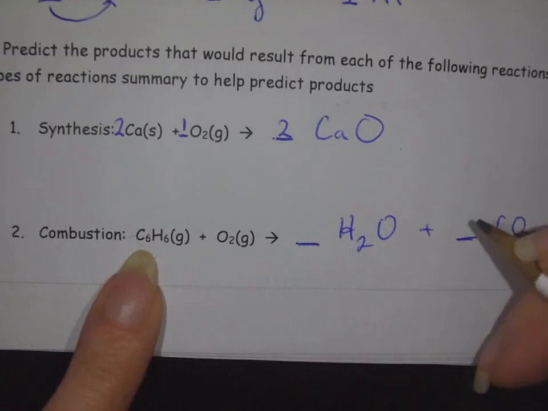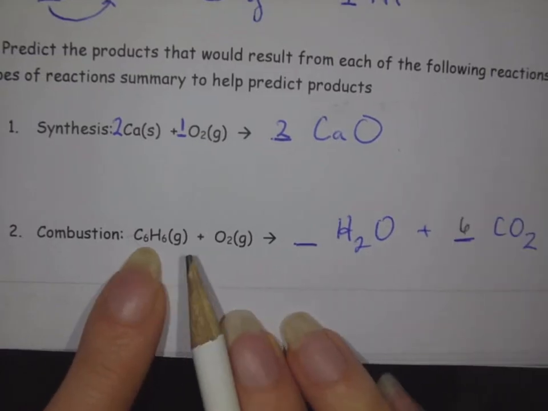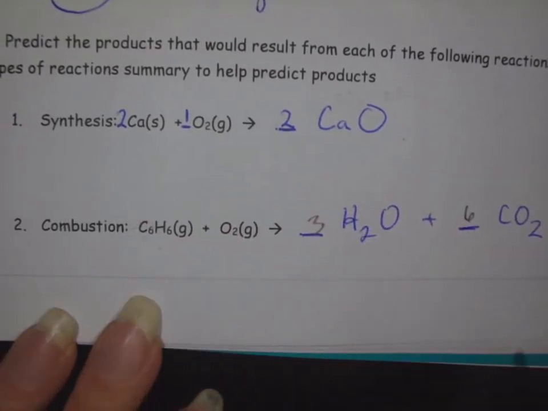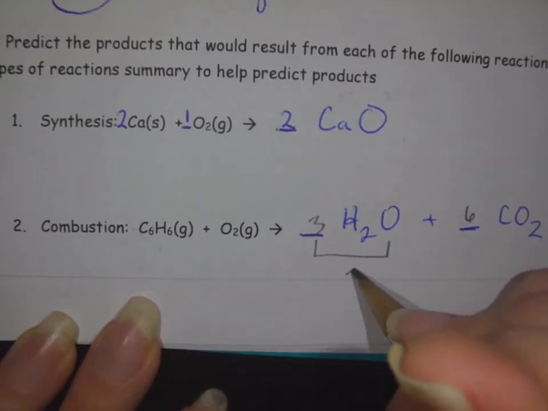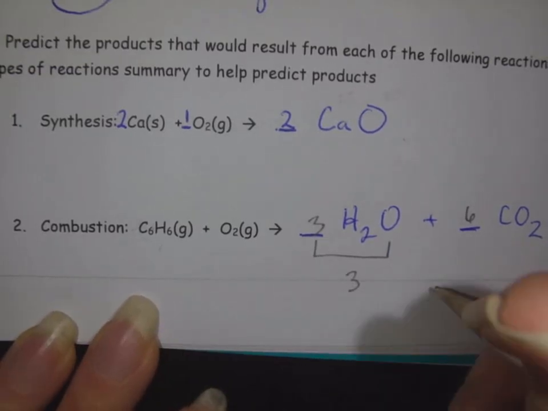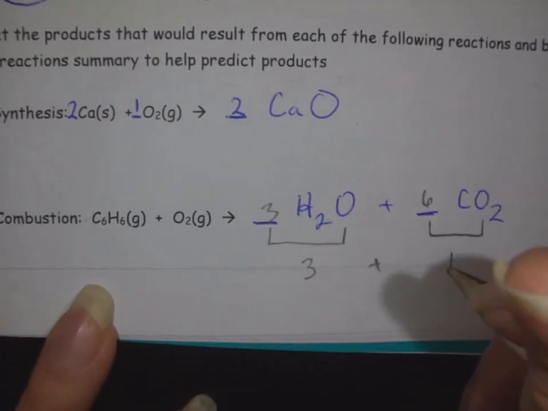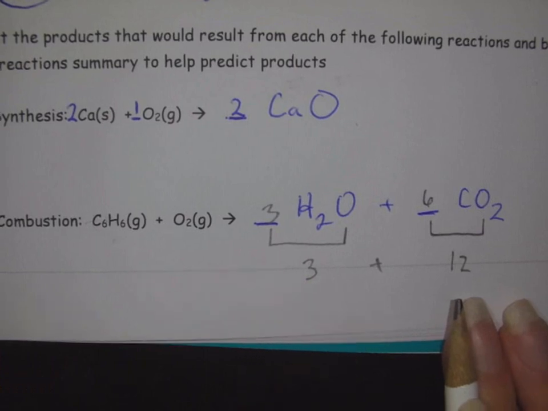There are 6 carbon, so I'd put a 6 here. And then there's 6 hydrogens, so I'm going to put a 3 here. And now I'm going to count up my oxygens. So I have 3 times by 1, so that would be 3 oxygens. And then I have 6 times by 2, so that would be 12. So in total, I have 15 oxygen.